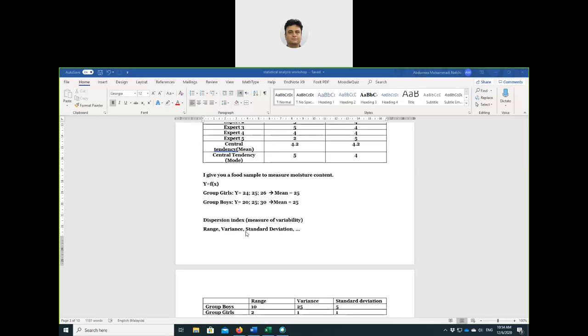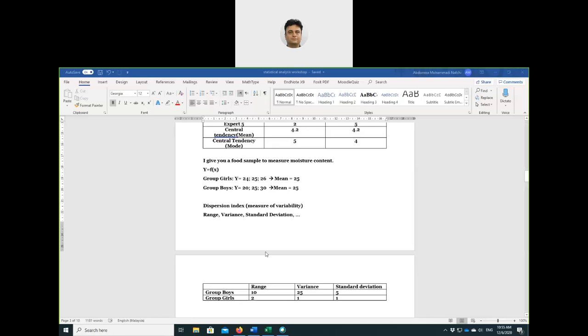The most commonly used index in dispersion is the standard deviation, because the range is very wide. You can see here, if I use the range for the group of boys, the difference between the maximum and minimum is 10, and for this one the difference between maximum and minimum is 2. The range for this one is 2 and this is 10. If we use the variance, this one is 25 and this is 5.